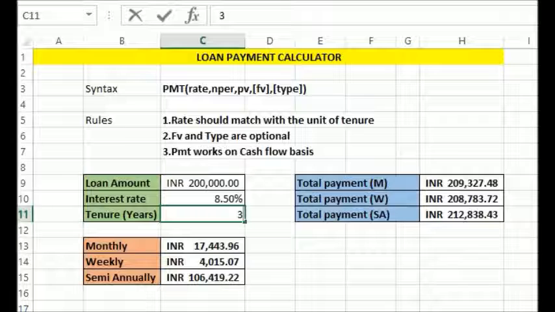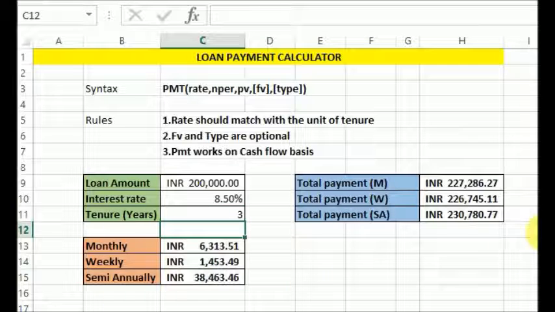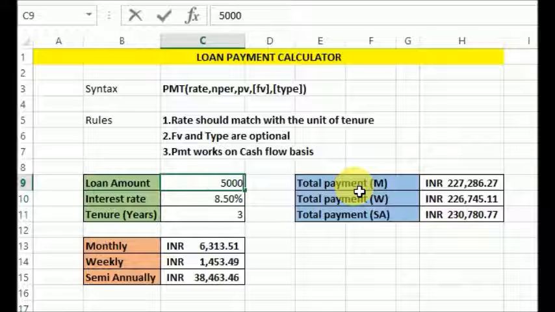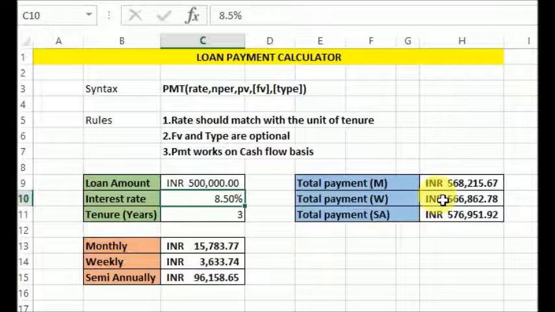We'll put 3 years. All the data gets changed. We'll change the loan amount. Again, you'll get the exact answer. So this will be very helpful to calculate your payments before you take up any loan.